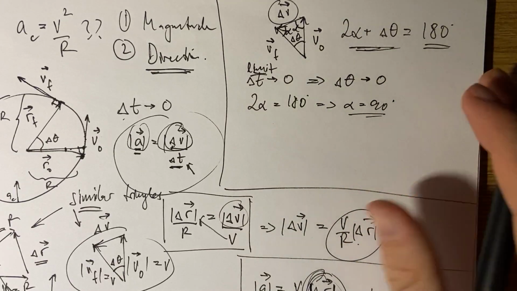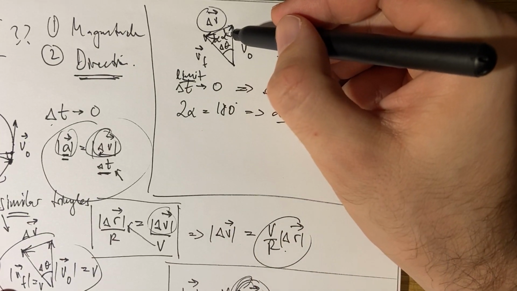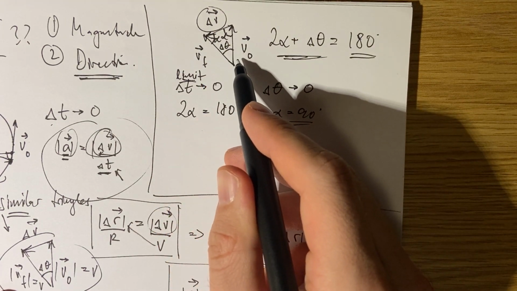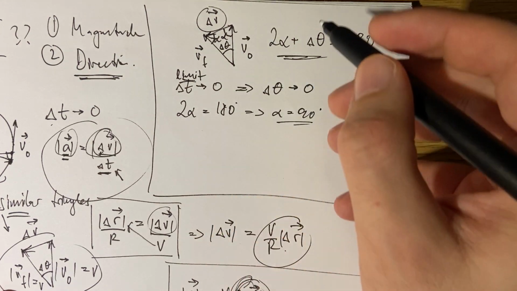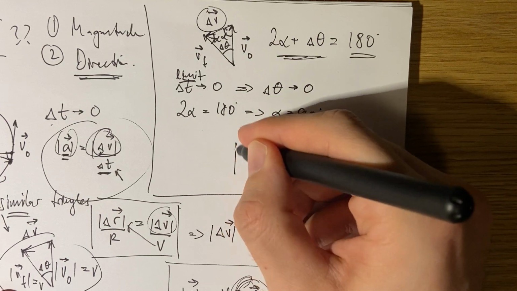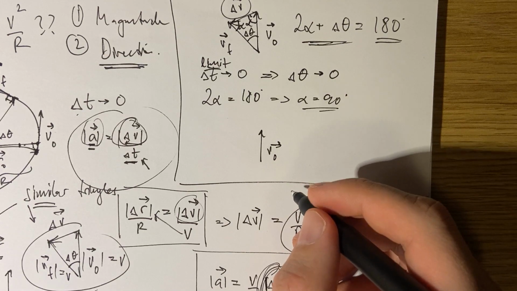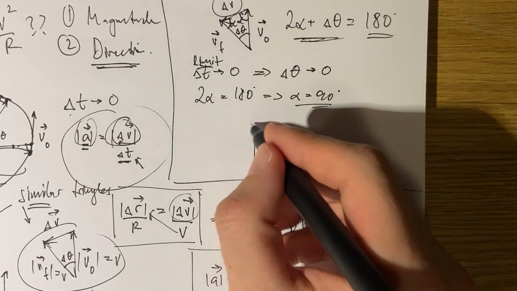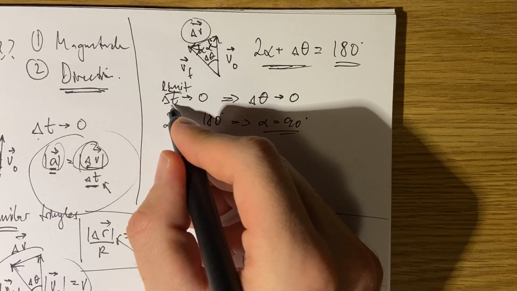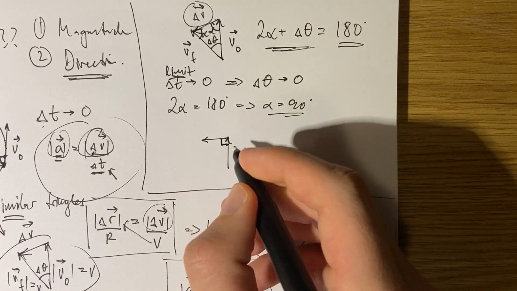What does this tell us? Well, we've said before that the angle alpha is the angle between the change in the velocity vector and the initial velocity vector here. And that angle will always be 90 degrees, which means that if we have an initial velocity vector here, then the angle for the change in the velocity vector when delta t tends to 0 is and will always be 90 degrees.